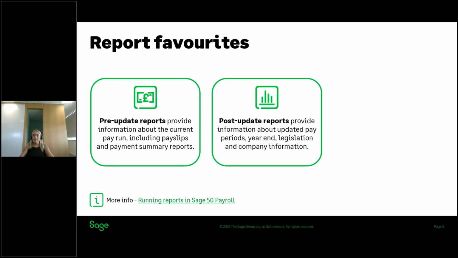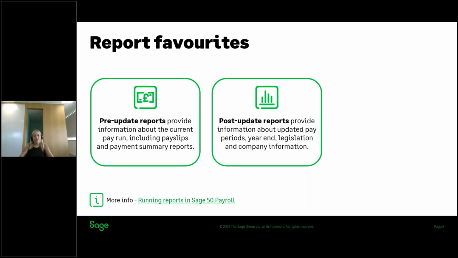You've then got your post-update reports. So those are going to provide you information about any of your pay periods that you have actually already updated. So you've got your period end reports in here, like your P32. You've got some year-end reports. So your year-end reports will be process date sensitive. And then you've got some legislative and company information reports in there as well.